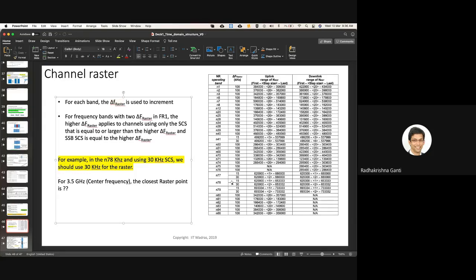Okay. So one small exercise you can do is, suppose you want to give an allocation at 3.5 gigahertz, we have to figure out what is the closest raster point that's allowed. I'm going to give this as a design problem in the homework this time, where you have to tell me what the raster points, the allocations and other things are. You have to always keep this channel raster in mind for allocation.